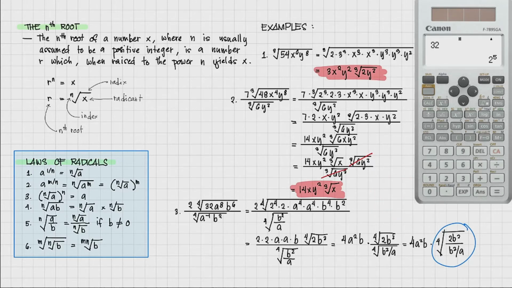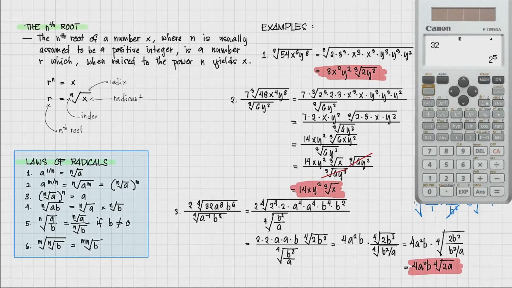Okay, so let's focus first on this term. So how do we simplify this further? We could simplify this as the fourth root of 2 times b squared over 1 times a over b squared. So what happens here is I could cancel this one and I could cancel this one. And the whole thing would just be equal to the fourth root of 2 times a, right? And we could simplify this further. So let's write this: 4 times a squared times b multiplied by the fourth root of 2 times a. And that's the final answer for the third example. So yeah, there you go.